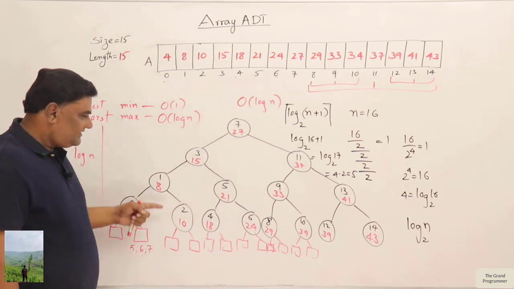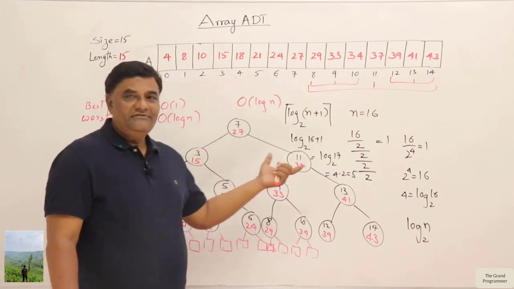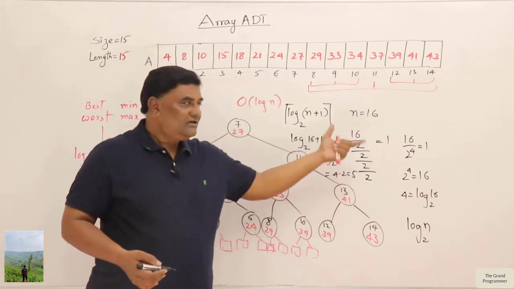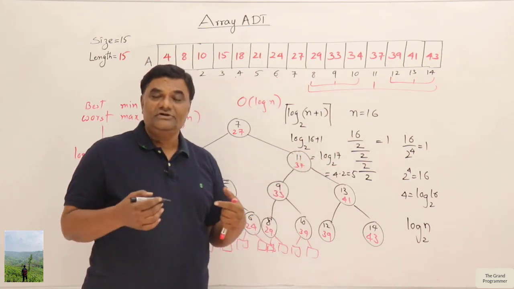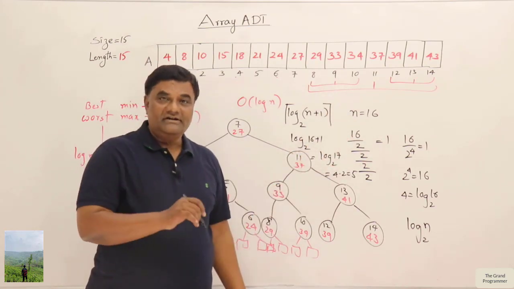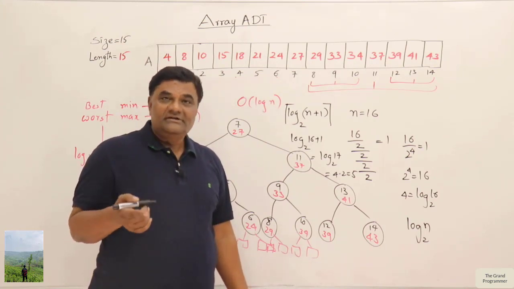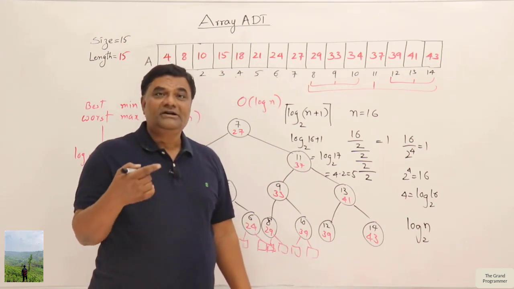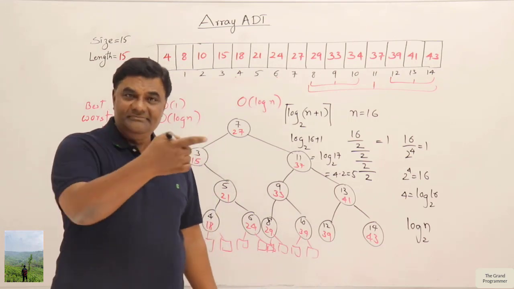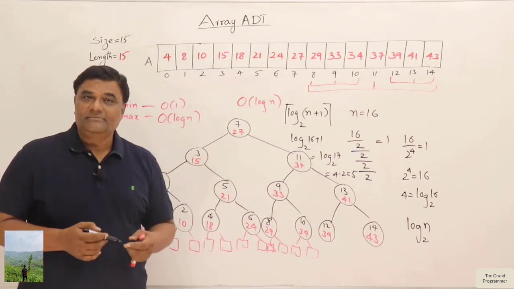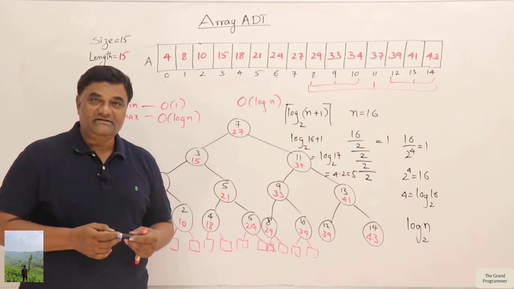So I have shown you from the tracing tree and also I have given you the idea, just the idea. This is not the method or an approach. I just gave you the idea of how it is log n, because every time it is getting divided by 2. Successive division is nothing but log. Successive multiplication is power. That's all about binary search and its analysis.